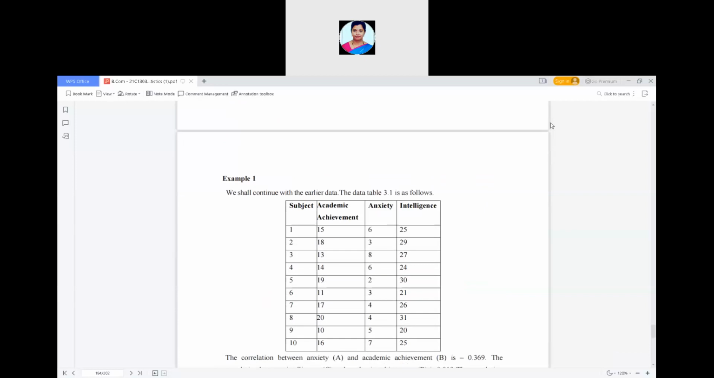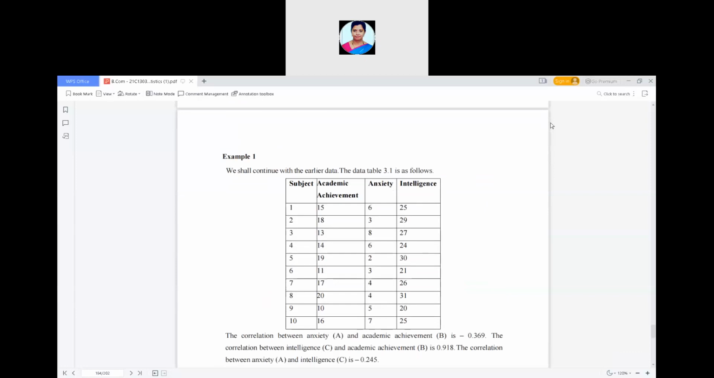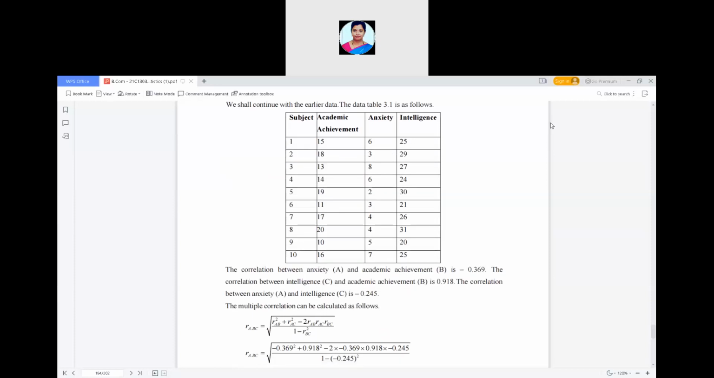So let us move on to that example. We shall continue with the earlier data that we have already taken. We have 10 data points: academic achievement, anxiety, and intelligence. The correlation between anxiety, academic achievement, and the correlation with intelligence, C.